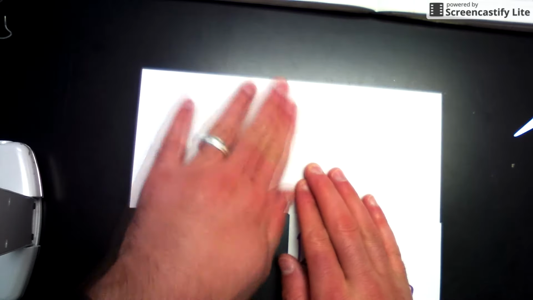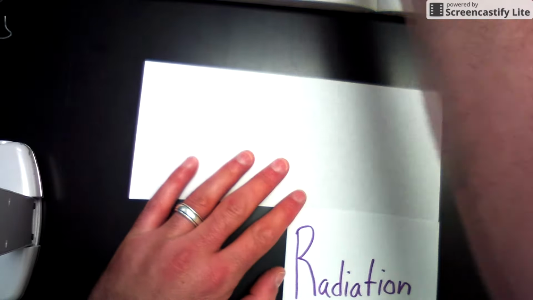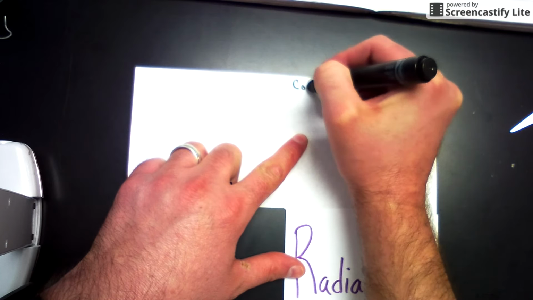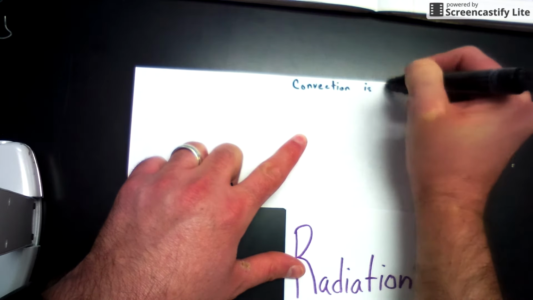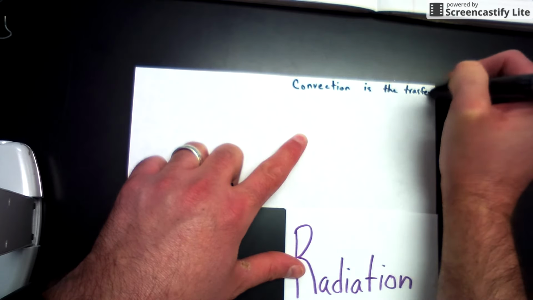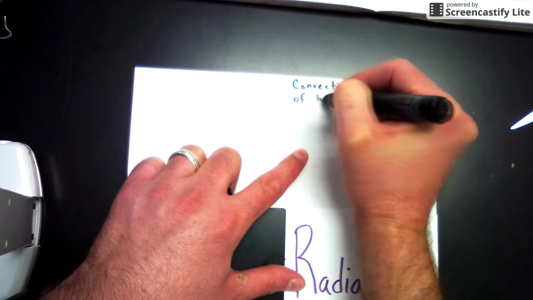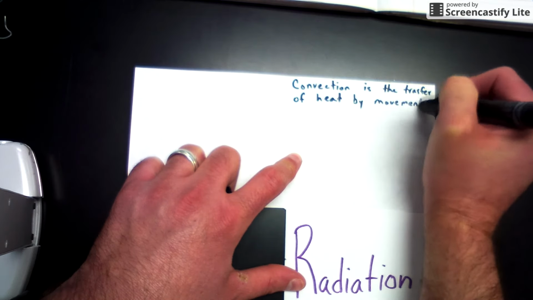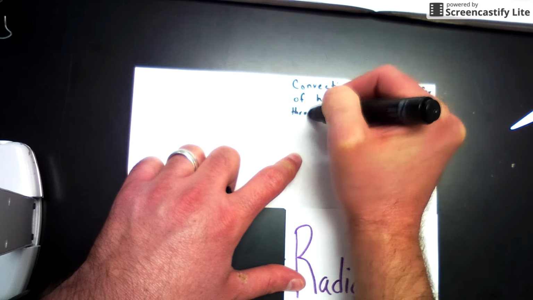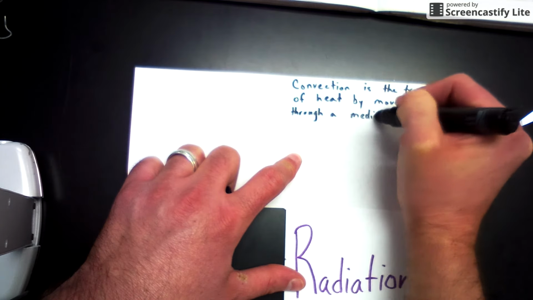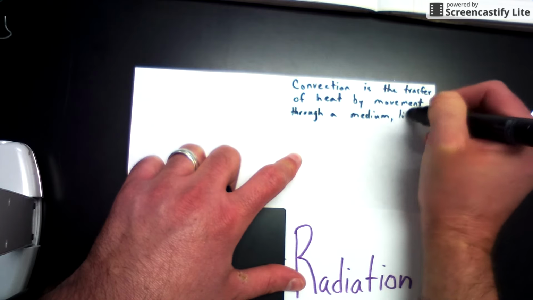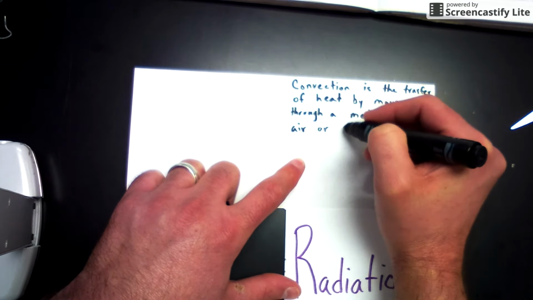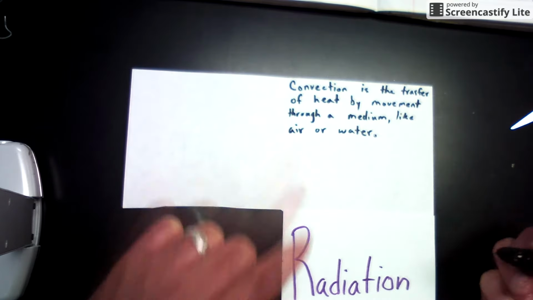So we'll open this up. Basically on this side we're going to draw a picture of what it looks like, and on this side we're going to write some notes. Now over here we got convection is the transfer of heat by movement through a medium like air or water. So air or water could be the medium.